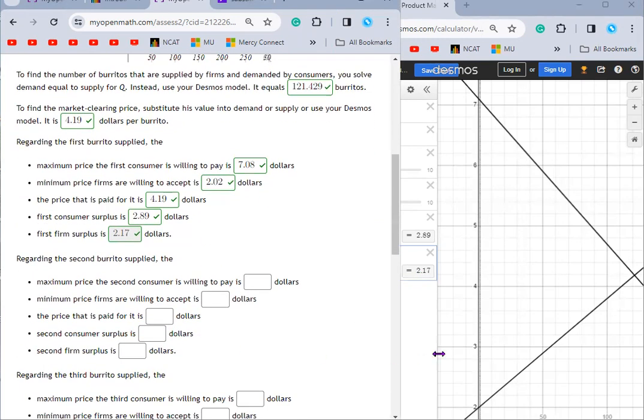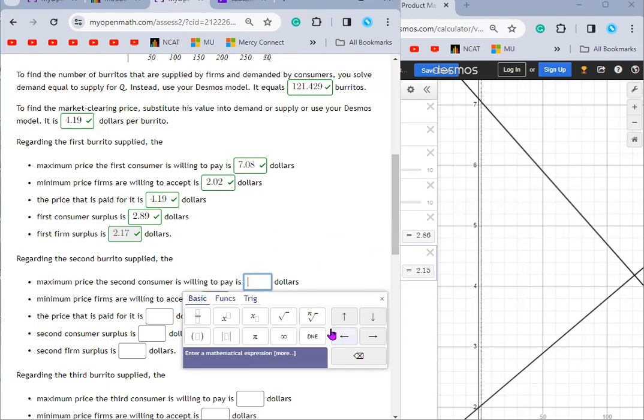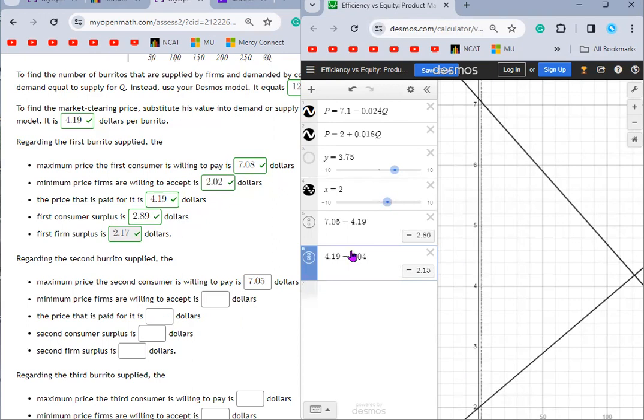Okay. Now, what about the second burrito? We're going to change X to 2 here. And notice this dashed line moves to the right a little bit, right? For the second burrito, that second consumer is willing to pay $7.05. So I'm going to change this to $7.05. The supplier of that second burrito will supply and sell that second burrito if the price is at least $2.04. So I'm going to change this to 4. So the maximum price the second consumer is willing to pay is $7.05. The minimum price that the firm is willing to accept is $2.04.